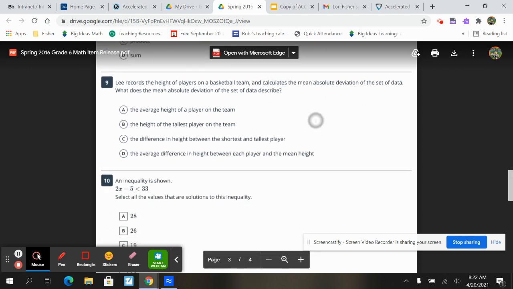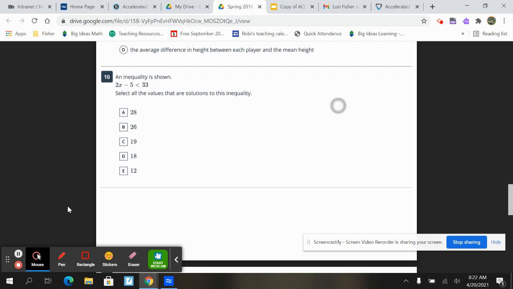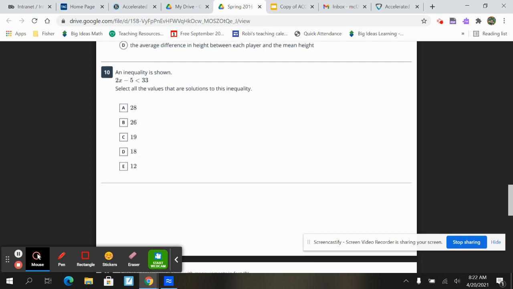Okay, next question. Oh, we're skipping 9. Should have skipped 9. That's right. Okay, number 10, very similar to the 2. Look, do you see a running theme here? 2019, 2019, 2016, you seeing some correlation to the same types of problem? Yeah. 2x minus 5 is less than 33. Again, pick all the solutions that make the inequality true. You shouldn't miss any of these. You plug them in and see which ones are less than 33. Which ones work?